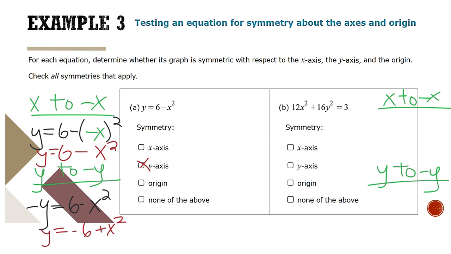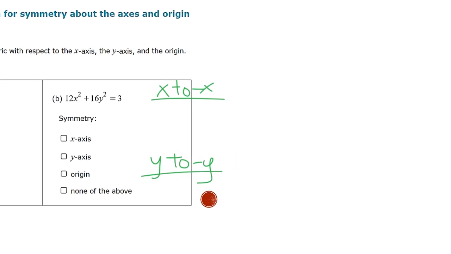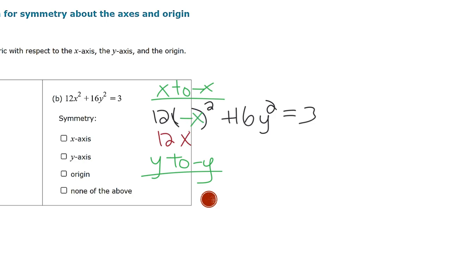So one quick other one here before I have you try on your own. Again, replacing them, I'm going to put 12, and then I'm putting in that negative x, plus 16y squared is equal to 3. If you notice, if I plug a negative into something that's squared or to the fourth, it will just turn it back to positive. So in this case, we get 12x squared plus 16y squared is equal to 3. Therefore, it is that y-axis symmetry.